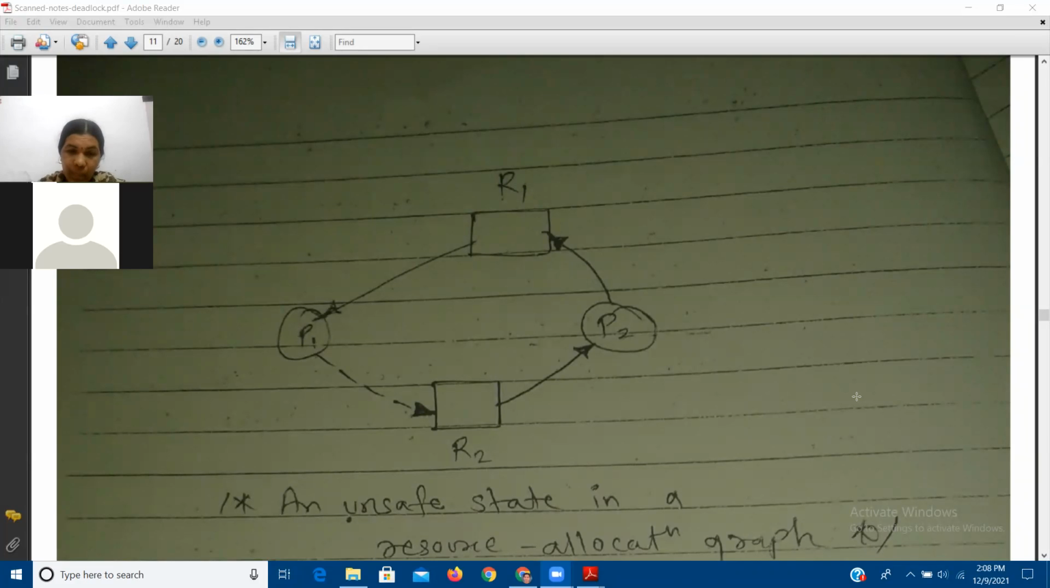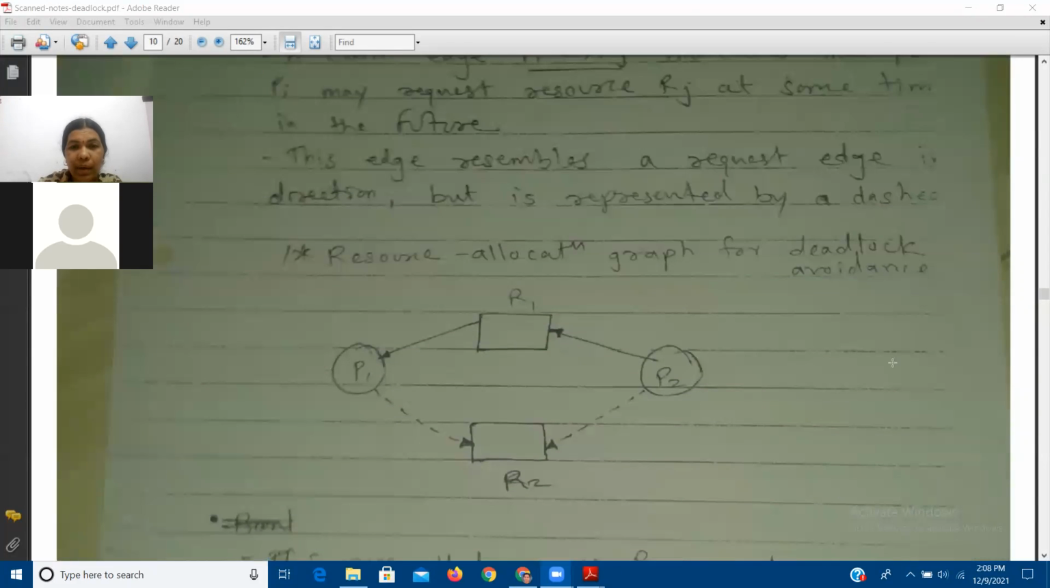Or if you consider P1, in the case of P1, if P1's request is granted, that is R2 will be allocated to P1 and R1 is also allocated to P1, then deadlock will not be there. Are you getting my point? So in this example, instead of granting the request of P2, the operating system should grant the request of P1.